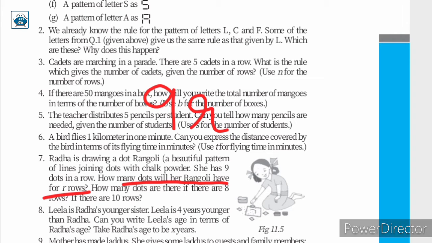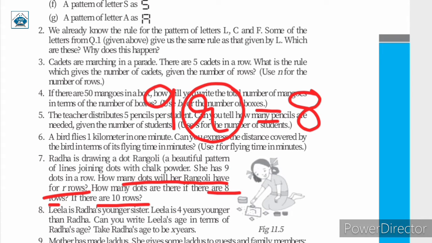Next, we are asked that how many dots are there in 8 rows. That is here in place of r we need to take 8. That is in this case r is equal to 8 and in the next case we are given 10 rows. That is here r will be equal to 10. So in both the cases we need to find the number of dots.